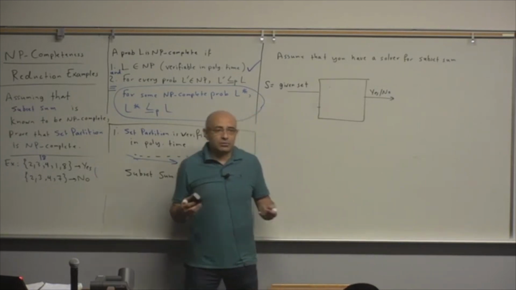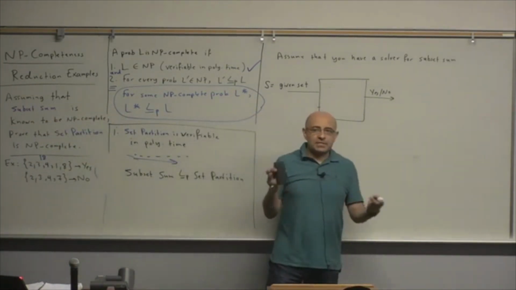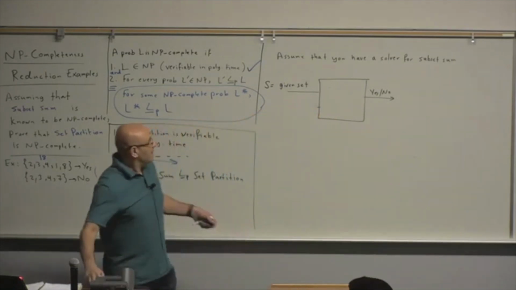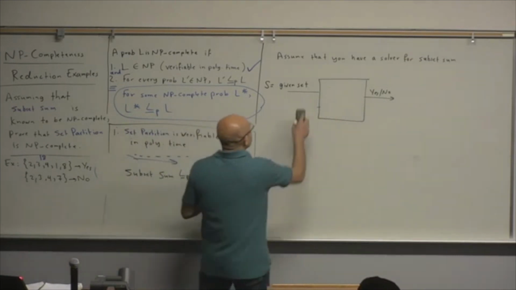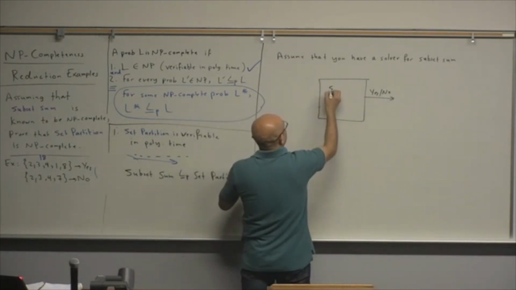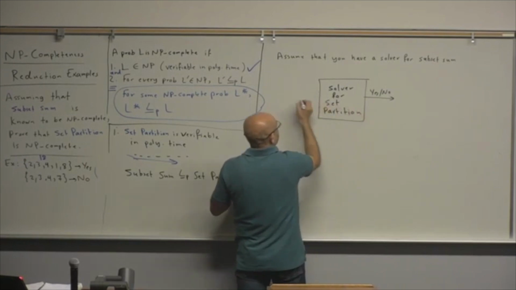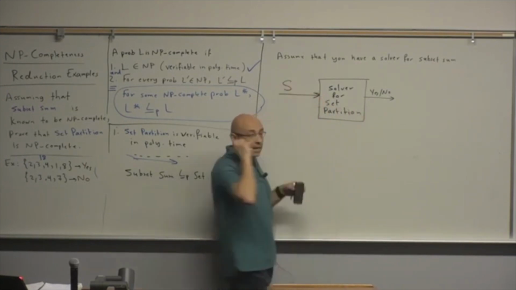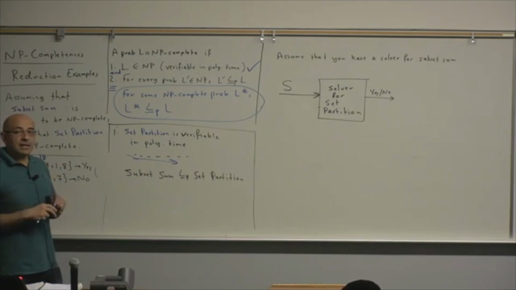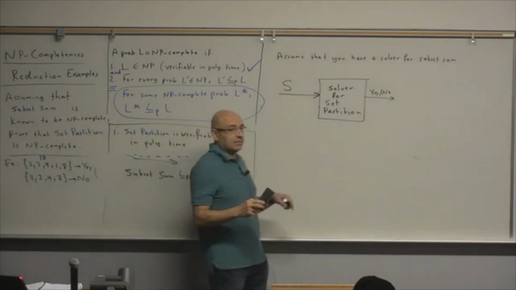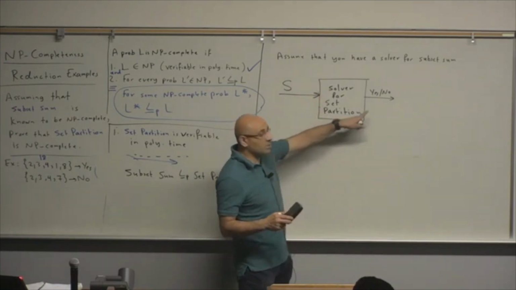So it was very easy to see how to use a subset sum solver to solve set partition, because set partition is clearly a special case of subset sum, a special case in which the target is the sum divided by 2. But now you are assuming that you have a solver for set partition, and the solver for set partition takes only S as input. So somehow you have to encode the target, because an instance of subset sum will have a set and a target, and employ this solver for set partition to solve subset sum.